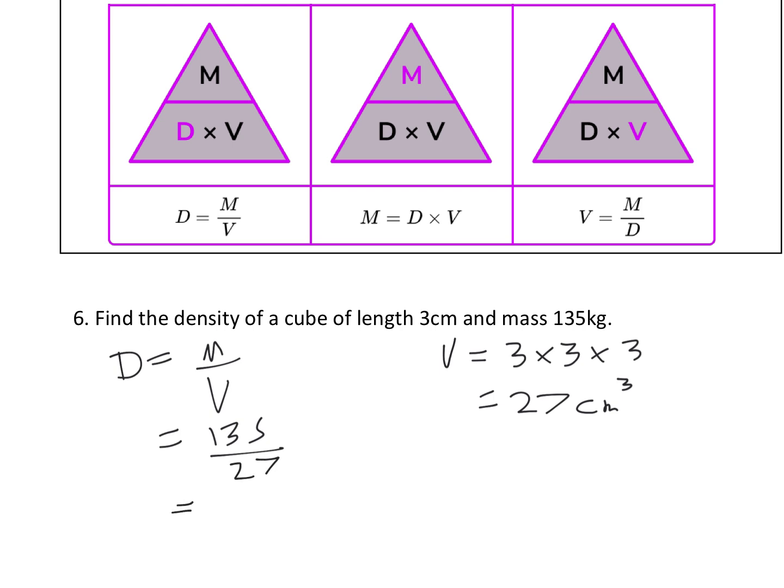135 divided by 27 gives you 5, and the units would be kilograms per centimeter cubed. Kilograms because the mass was in kilograms, centimeter cubed because we worked out the volume in centimeters cubed.